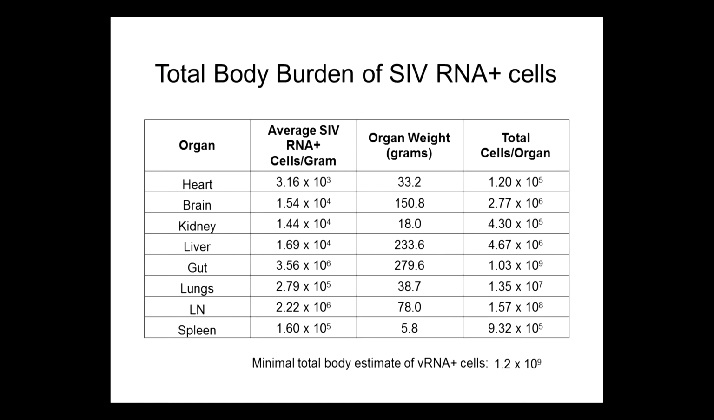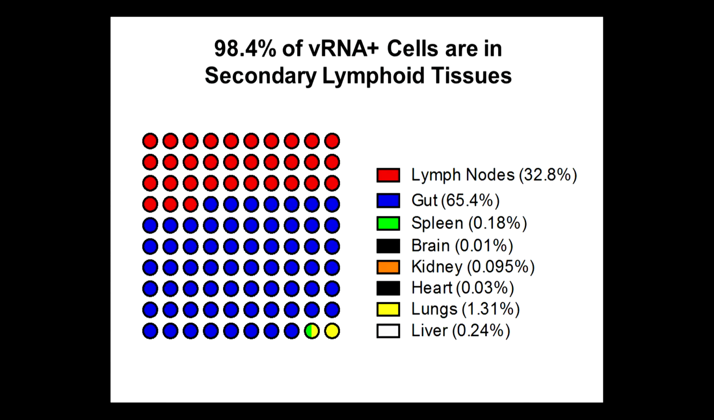And the thing that I just want to point out to you here is the lymph node is 10 to the 8th cells per gram of tissue, and the gut is 10 to the 9th cells per gram of tissue, and all of the other tissue sites are orders of magnitude less. With the possible exception of the lungs, you have significantly less in these other tissues. And when you put it all together, if you add lymph node and gut, and spleen, you're accounting for 98.4% of the infected cells in the body.